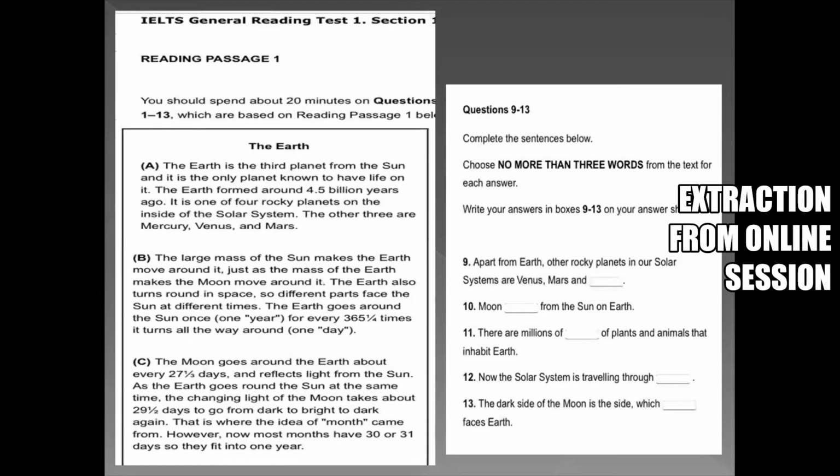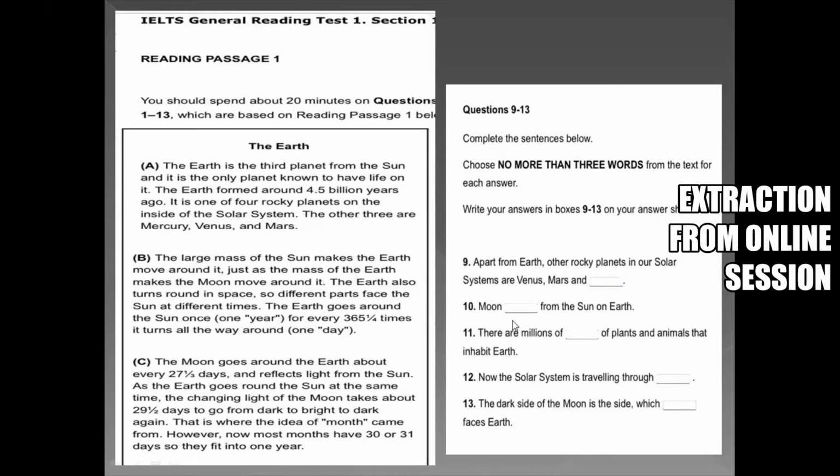Again, the same paragraph. Now the nature, or the type of the question, has changed. Apart from Earth, other rocky planets in our solar system are Venus, Mars. It is about paragraph 1 itself. Yes, Mercury. There are 4 rocky planets inside the solar system. The other 3 are Mercury, Venus, and Mars. So Venus and Mars are given, apart from Earth which one is left? Mercury. So we will be writing Mercury here.